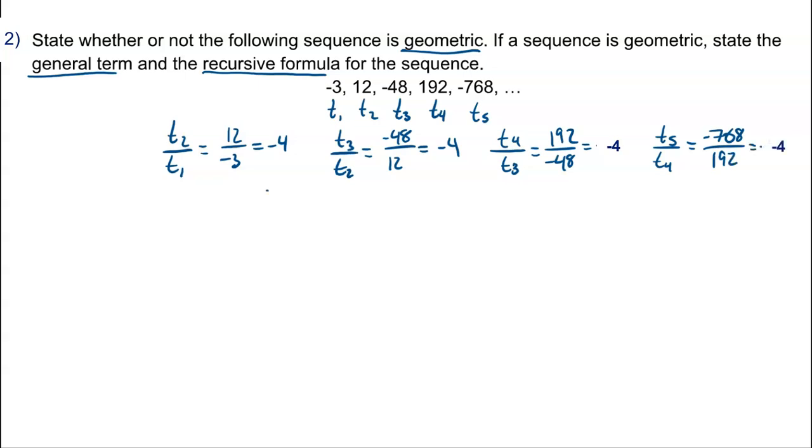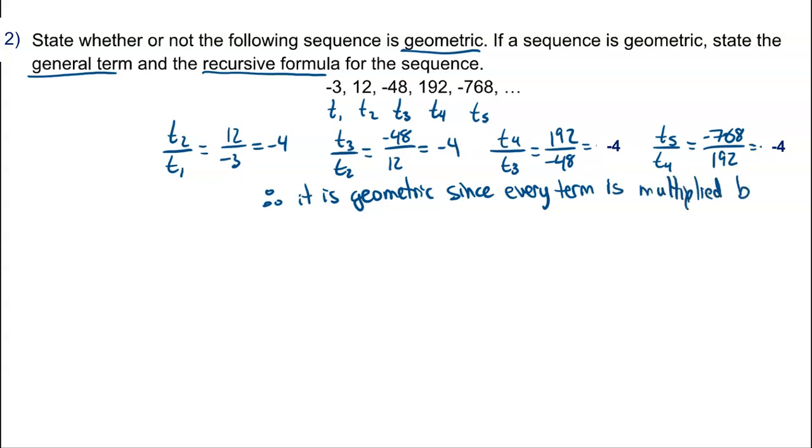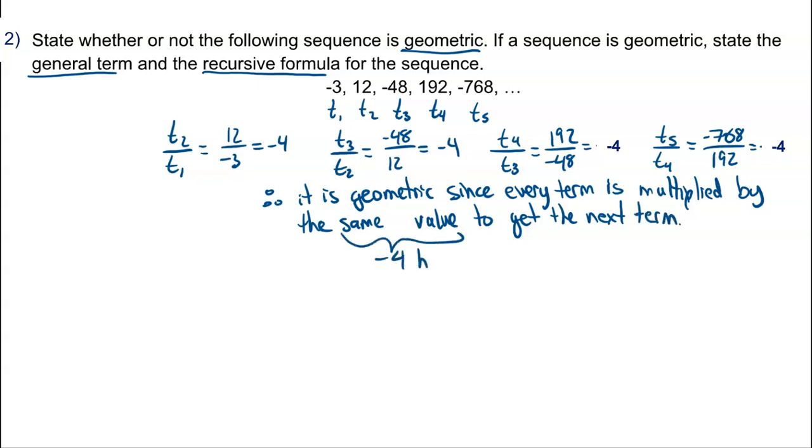And so this is really helpful because it tells us, because that multiple is the same every time, therefore it is a geometric sequence. And that's always the case. Anytime we have a common multiple or a common factor between all the division statements like so, then it's going to be a geometric sequence. So therefore it is a geometric sequence since every term is multiplied by the same value to get the next value. Now, what is the same value? Well, in this particular case, it happens to be negative 4.